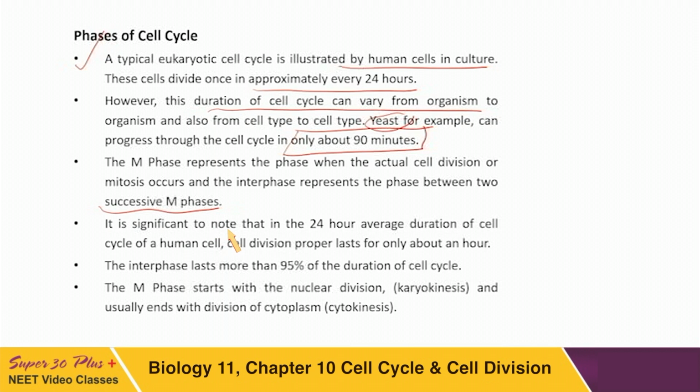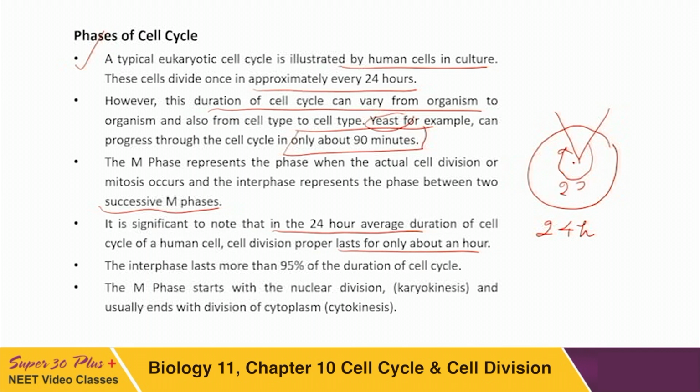It is significant to note that out of 24 hours in case of human cell division, that lasts only for about 1 hour. If this is the total cell cycle in case of human, the total cell cycle is of 24 hours. Out of this 24 hours, this phase, when the cell actually doesn't divide and preparation for the division takes place, is of 23 hours, while the M phase, in which the cell usually divides into two daughter cells, is only of 1 hour.